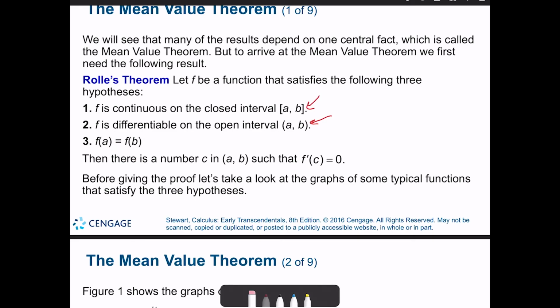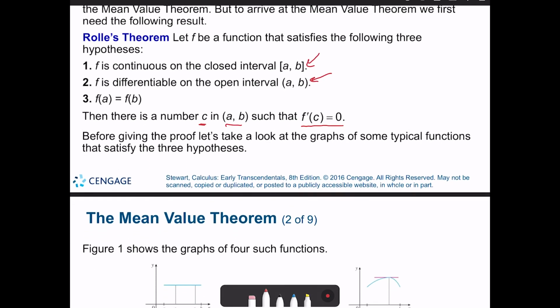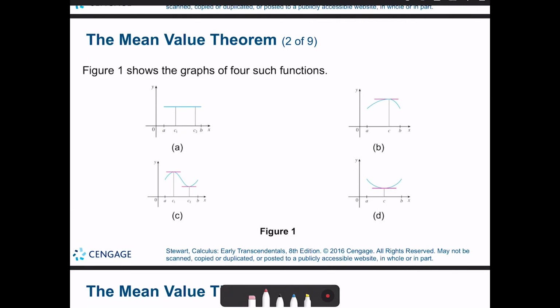If those three conditions are met, then we know that there is an x value, c, in the open interval such that the first derivative evaluated at c is equal to 0. In other words, the slope of the tangent line somewhere on that interval will be 0. In other words, there will be a horizontal tangent line somewhere on that interval. Here are some examples.